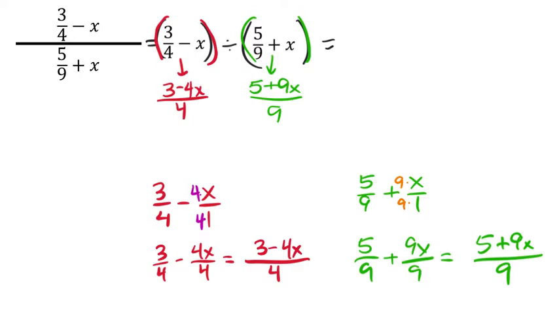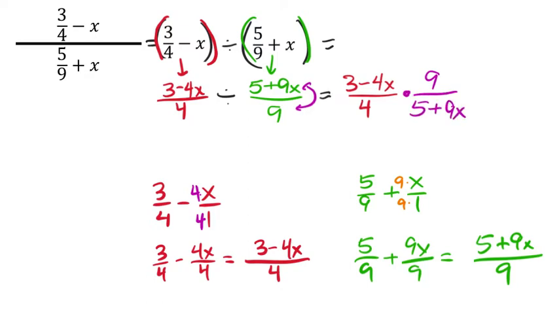Now this was still division, right? We didn't change that into multiplication, but now I am. Now I will change this into multiplication. So I've got my first part of the division, the dividend, 3 minus 4x over 4. I'm going to change the operation to multiplication, and that allows me to flip the fraction. So now it's 9 over 5 plus 9x. Okay, so we've gotten to this point, but we look now and we see, is there anything we can simplify? And I don't see that there is, okay?